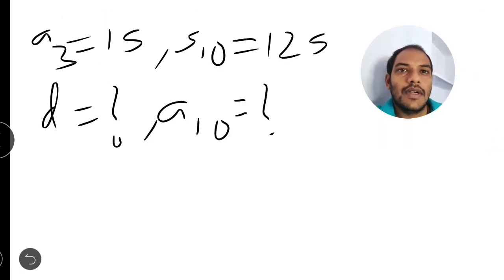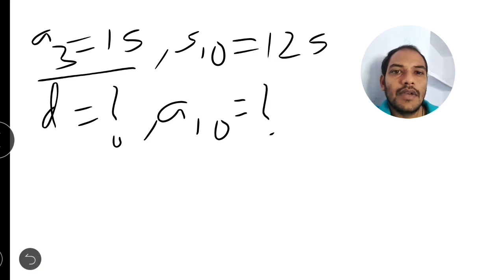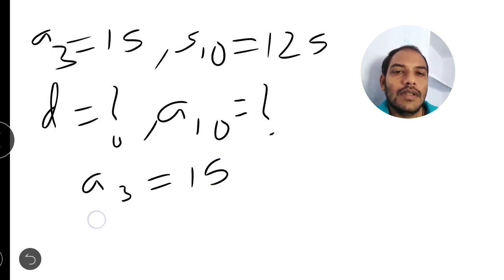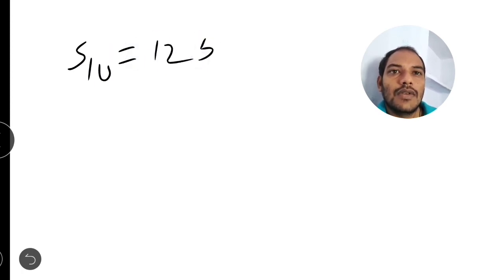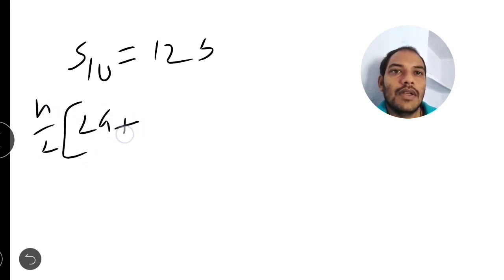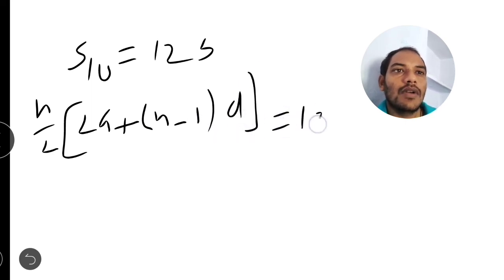So let's find out the D value first. To find out the D value, let's simplify them here. A3 and S10 values are given. First, A3 equals 15. A3 means A plus 2D equals 15, equation 1. Next, S10 value given. S10 equals 125. So S10 means n by 2 of 2A plus n minus 1 into D value equals 125.